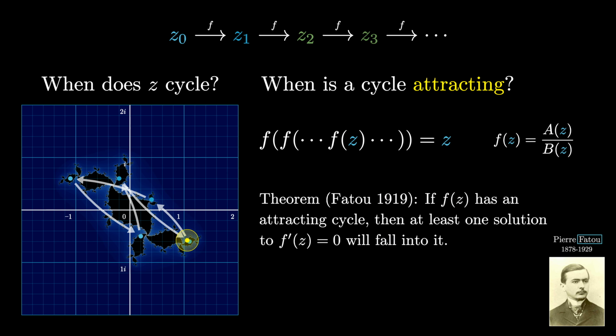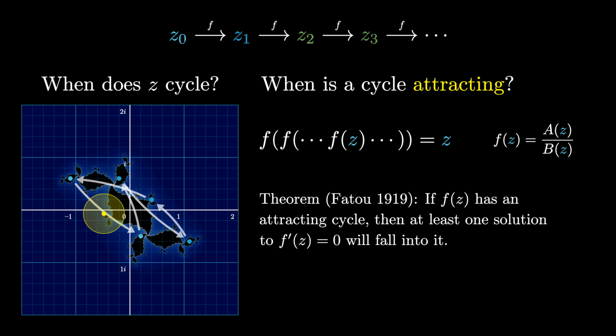That might seem like a little bit of a weird fact, but the loose intuition is that if a cycle is going to be attracting, at least one of its values should have a very small derivative. That's where the shrinking will come from. And this in turn means that that value in the cycle sits near some point where the derivative is not merely small but equal to 0, and that point ends up being close enough to get sucked into the cycle.